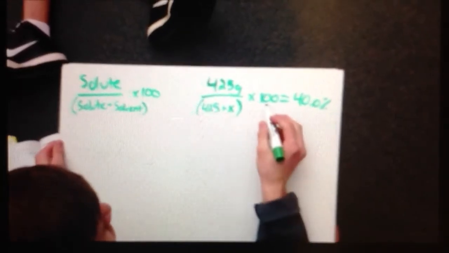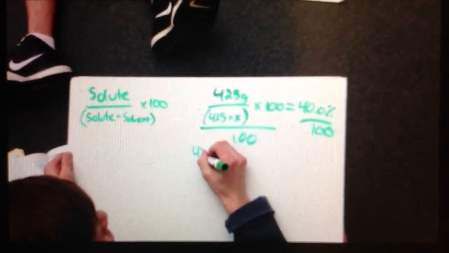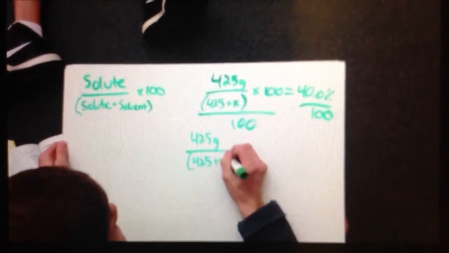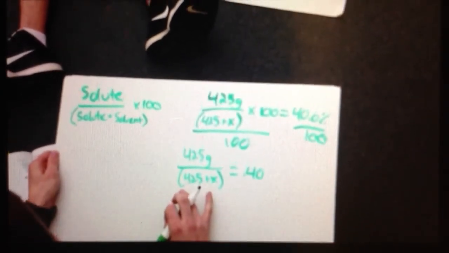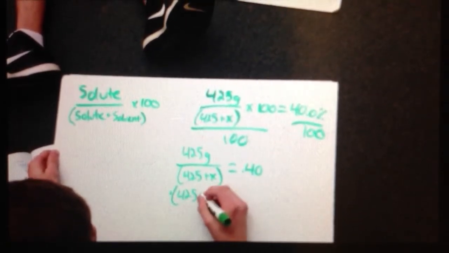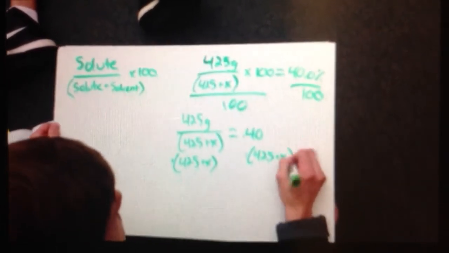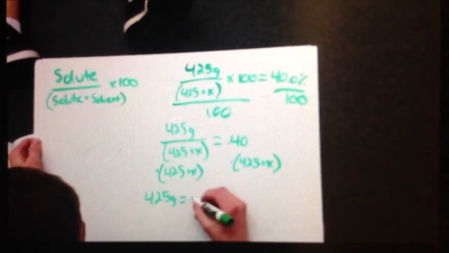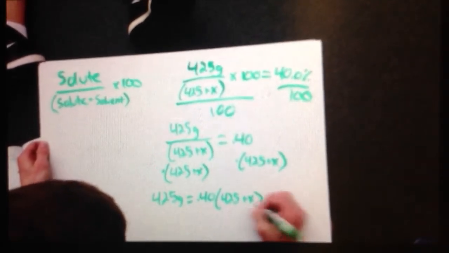Alright, the first thing we're going to do is divide by 100. And that leaves us with 425 grams over 425 plus X equals 0.40. And now we're going to multiply the solution over to this side. So 425 plus X times 425 plus X. And then that leaves us with 425 equals 0.40 times 425 plus X.